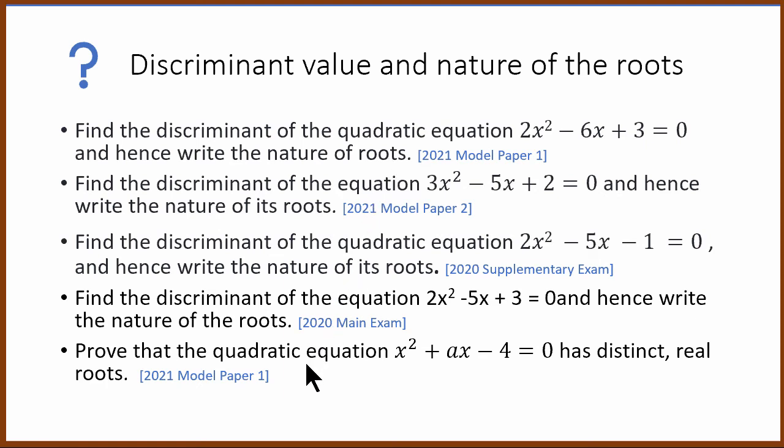You may get a slight twist question. In this case, they have said, prove that a quadratic equation has distinct real roots. Again, what you're supposed to do is find the discriminant value and say that the discriminant can never be negative, hence it has distinct real roots. That is an interesting question, but usually you get just a simple find the discriminant and write the nature of the roots.